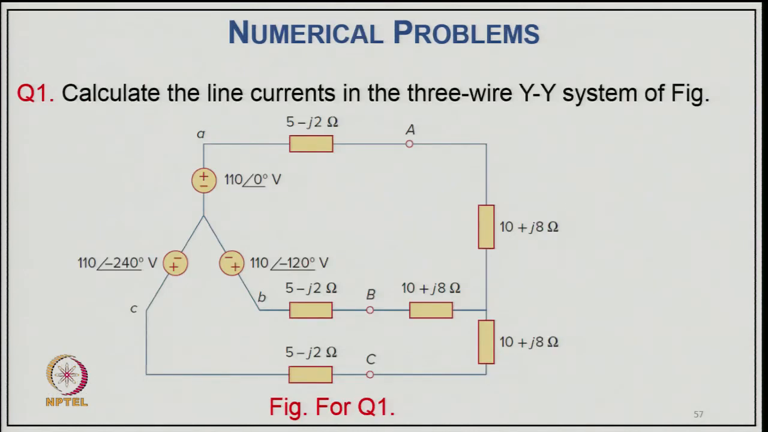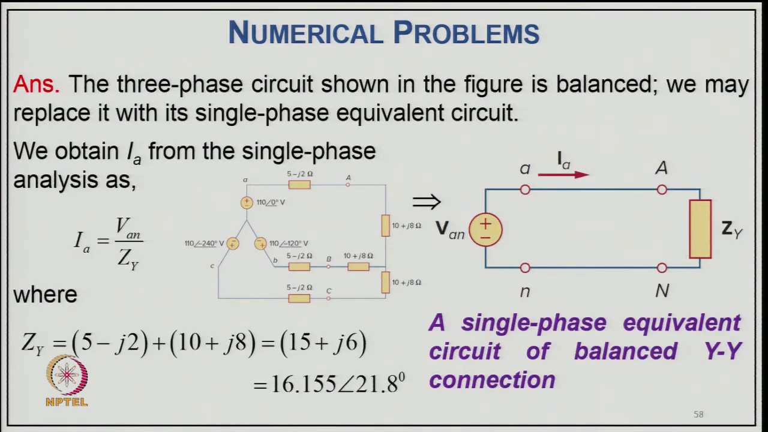Now, coming to the numerical problem: calculate the line current in the 3-phase system where all the data are given. You have a source impedance, a load impedance, and a supply voltage which is balanced, and the load is also balanced here. So, it can be presented as a balanced network, and we can say the 3-phase circuit shown in the figure is balanced.